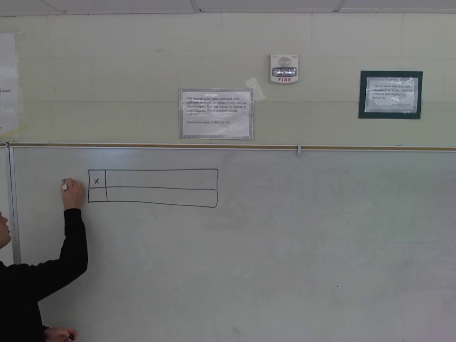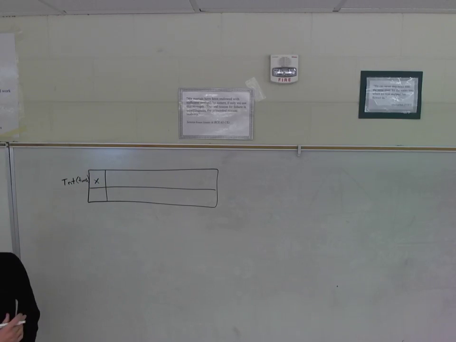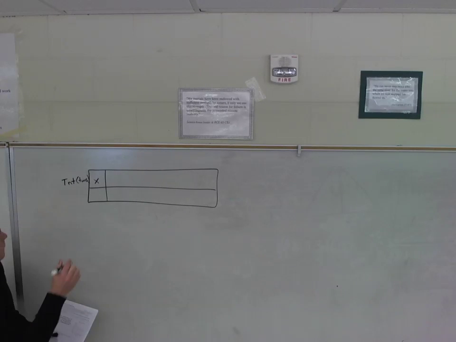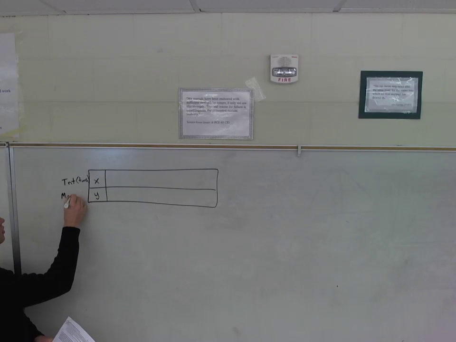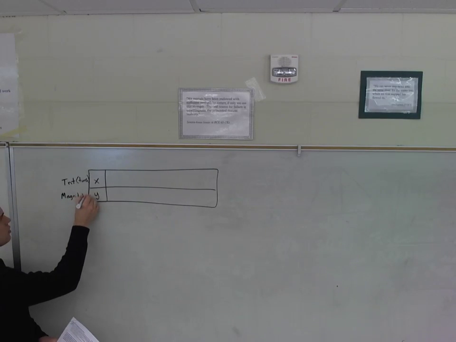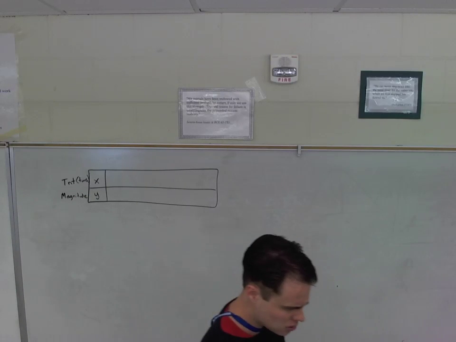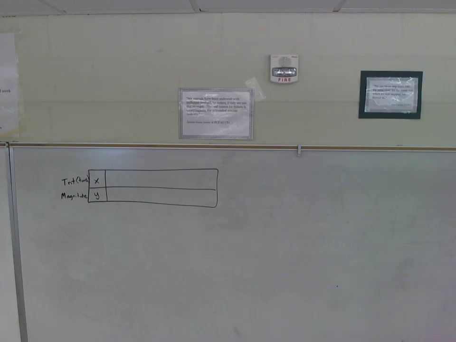So x, we'll say TNT, and that's in tons. The way they have it in the chart is a little bit crazy, so let's see if we can figure out what they mean. What else? Magnitude of the explosion. What are they measuring that in? Do they give us units? Just on the Richter scale.